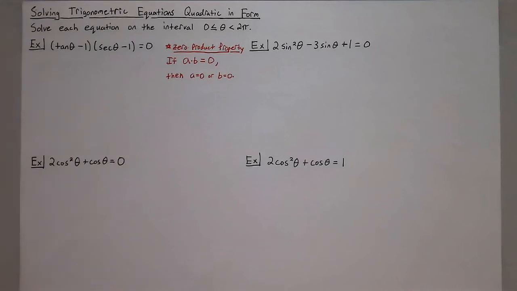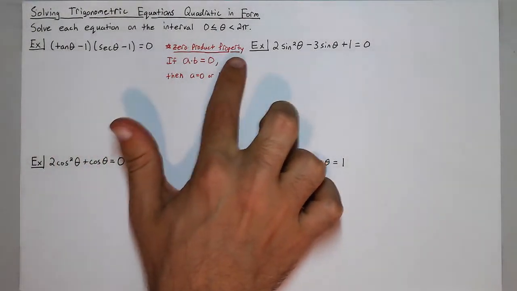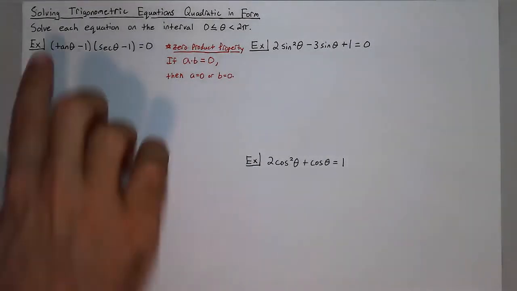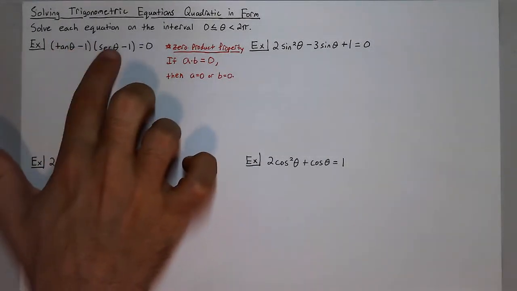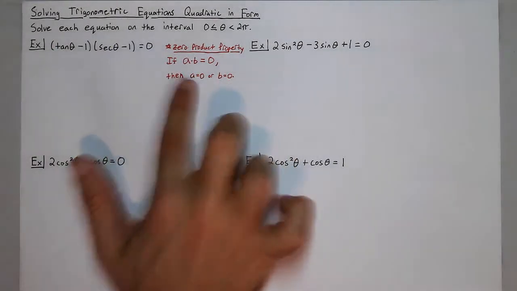In this video, we are going to learn how to solve trigonometric equations quadratic in form. Now, I first want to start off with how to use the zero product property in order to use this technique. So if we have two factors being multiplied and they're equal to 0, we can set each of those factors separately equal to 0 in order to solve.